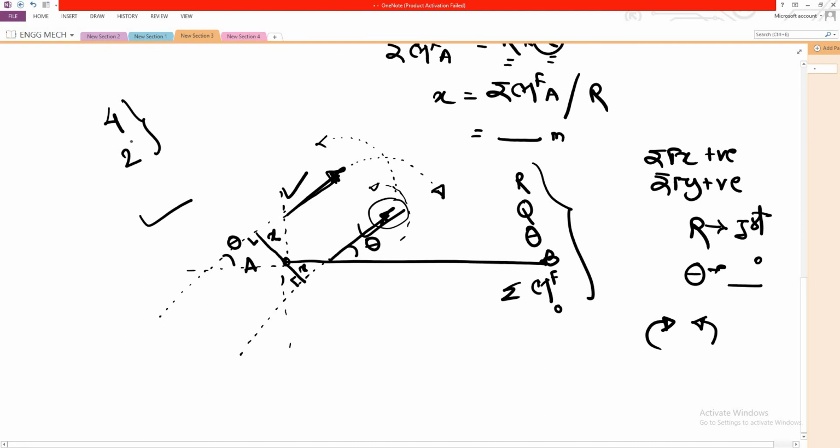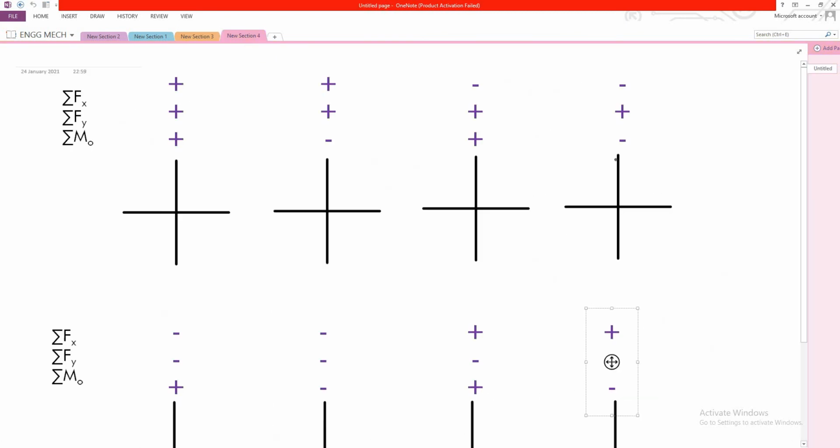Therefore, there are 4 into 2, a total of 8 possibilities of having different diagrams. Now let's try to focus on those possibilities. Here you can see summation Fx, summation Fy, and summation of moment, and here we are talking about the sign convention. That is, let's try to understand what format we will be discussing these several cases in.